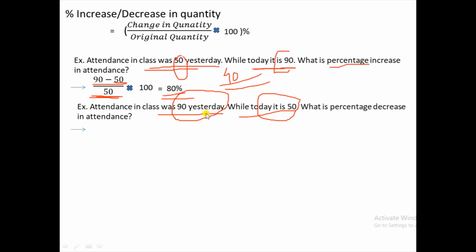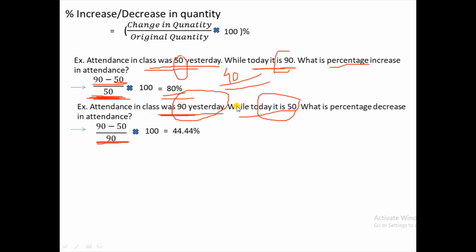That means here was the increment of 40, we have got an increment of 80%. Here's a decrement of 40, so we are not going to get a decrement of 80%. Let's see how it is. Now, the original count was 90, it has become 50. So the change is 40, 90 minus 50. But if you observe here, we have compared with respect to 50. Original count was 50. Here we are comparing with respect to 90 because the original count was 90.